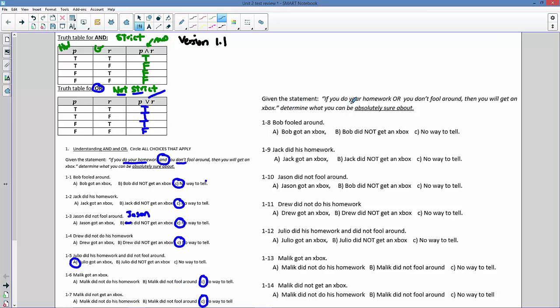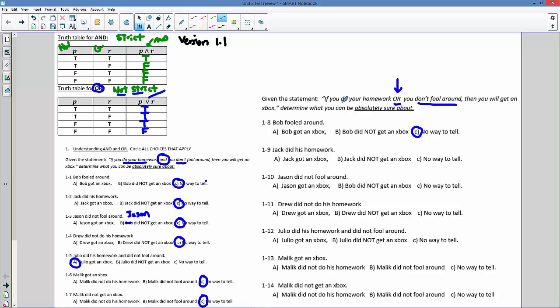All right, so given the statement, this one's a little different now. Right now we're dealing with or. We're dealing with a disjunction here. This is or, so this is going to make it a little different for our results, and you'll see as we compare them. So Bob fooled around, which means, right, it says don't fool around. So according to this statement, they're not going to guarantee he gets an Xbox, but he might have gotten it for a different reason. Okay, so again, there's no way to tell.